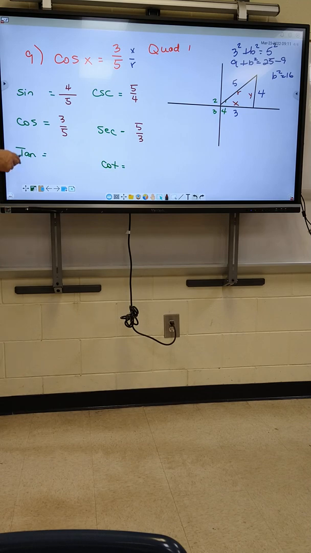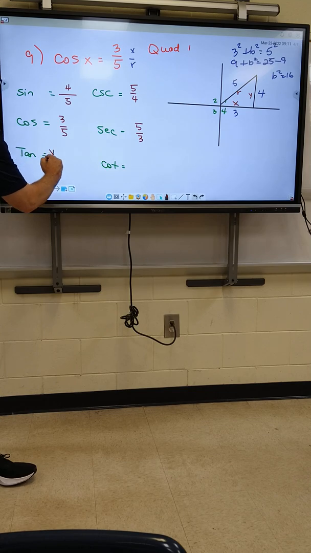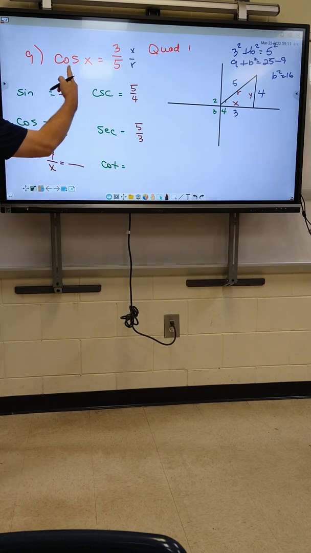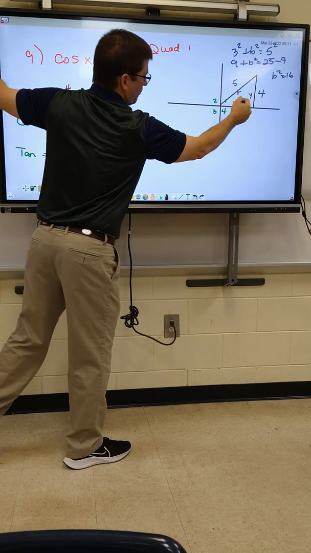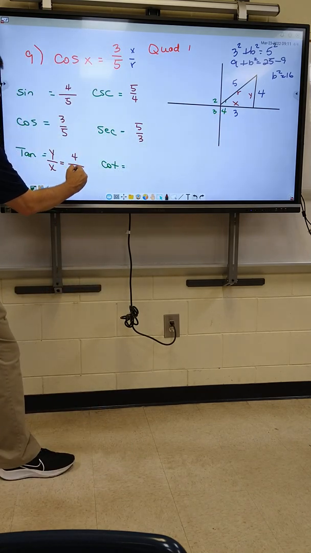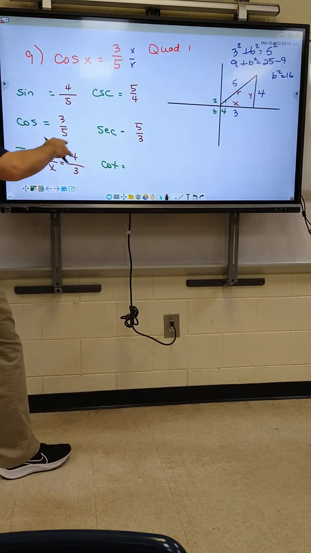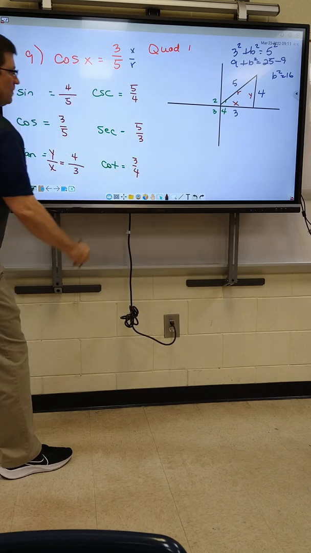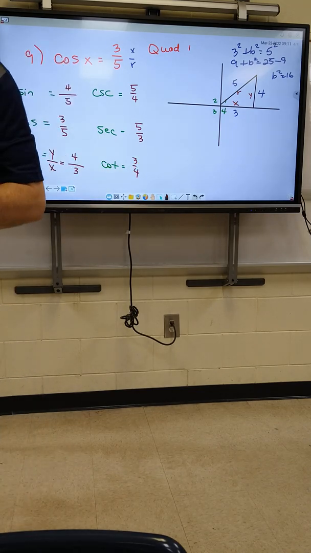All right, Riley, what's the formula for tangent? Y over x. So you put y on top, x on bottom. Well, look, it shows you which one it is. Y is 4, x is 3. So you put 4 on top, 3 on bottom. Flip it. This answer is 3 over 4. That is how you do these problems.